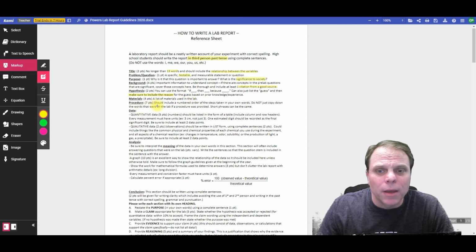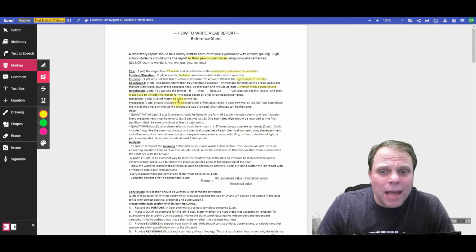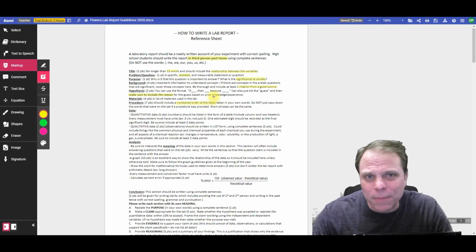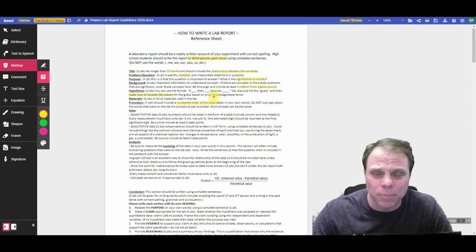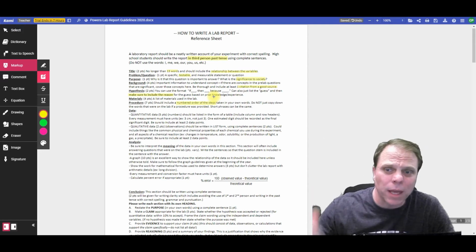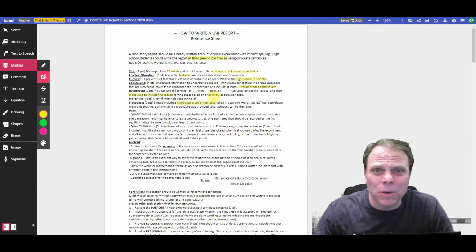The procedure. In this case, I'm asking for numbered, ordered steps. I like them to be in steps. I don't want them in a paragraph format. I want it to be step by step, like a bulleted format, but with numbers. And put this in your own words.